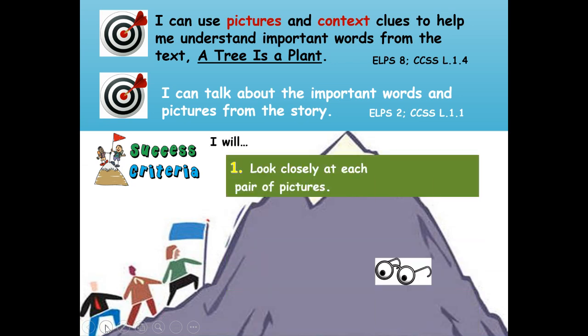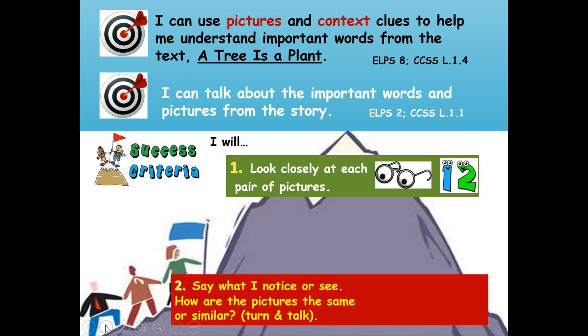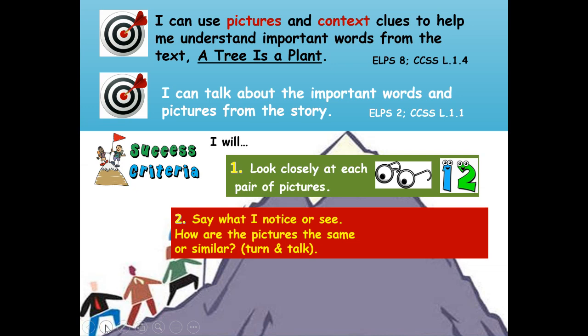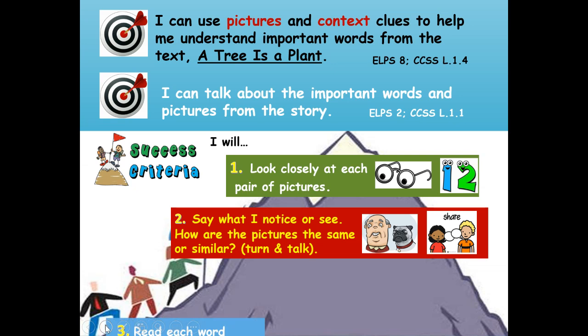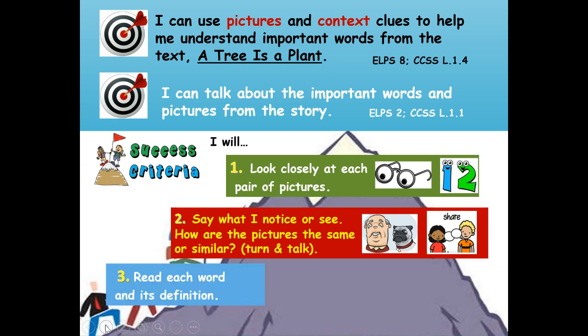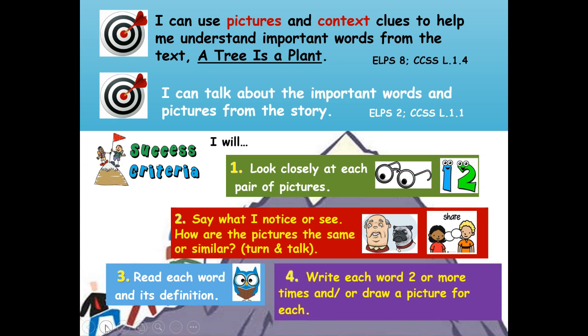I will. Number one, look closely at each pair of pictures. Number two, I will say what I notice or see. How are the pictures the same or similar? Turn and talk. Number three, I will read each word and its definition. Number four, I will write each word 2 or more times and/or draw a picture for each.